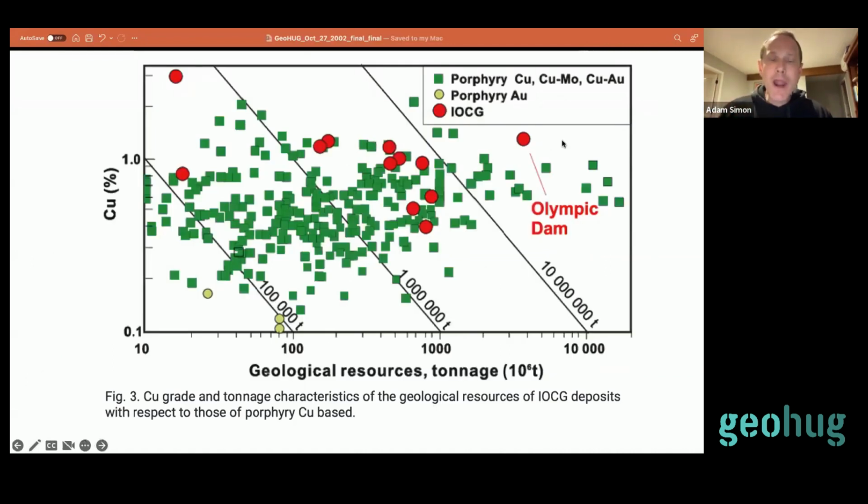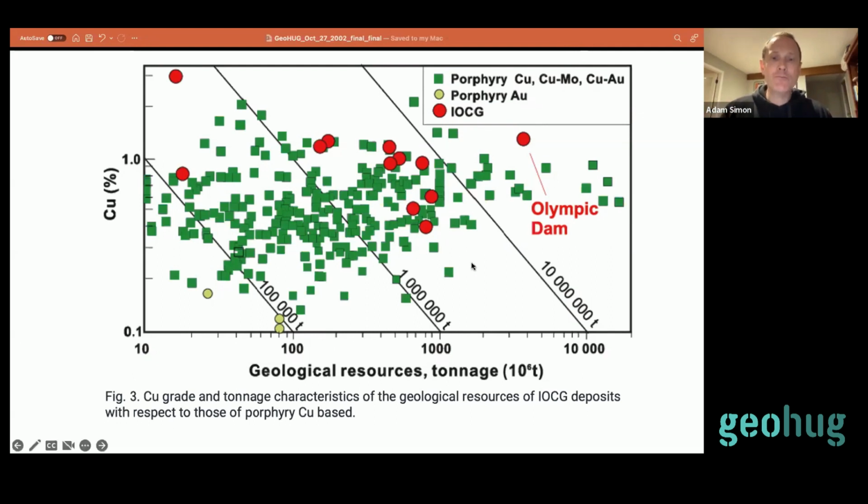When you look at grade and tonnage, this is a plot showing you copper percent on the y-axis and tonnage on the x-axis. The point that I want you to take away here is that all of the green boxes are porphyry copper, copper moly, copper gold deposits. These light green circles here on the lower left are porphyry gold deposits. And then the red circles are IOCG deposits. So you can see that IOCG deposits are almost identical in terms of the range of grade and tonnage as our porphyry systems.